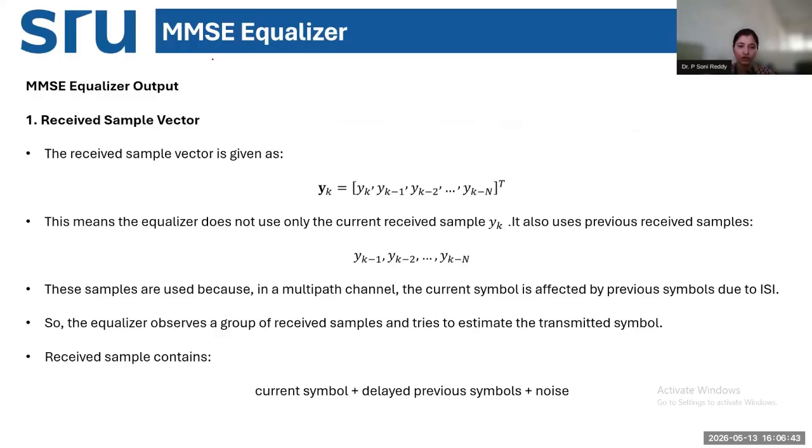Now we will go through the detailed process of the MMSE equalizer, how it is actually used, and what the mathematics and the steps involved are in doing this equalization using the minimum mean square error equalizer. The first step in generating the output of this equalizer is to gather the received signal. So what are we gathering?